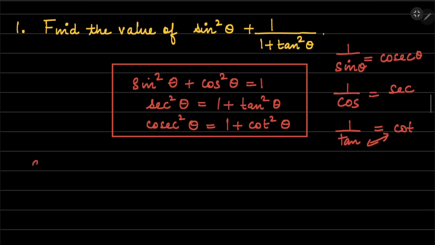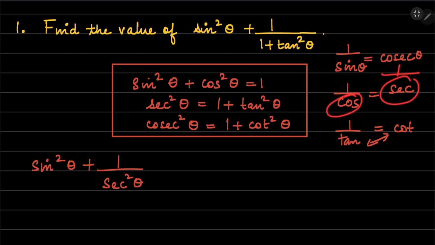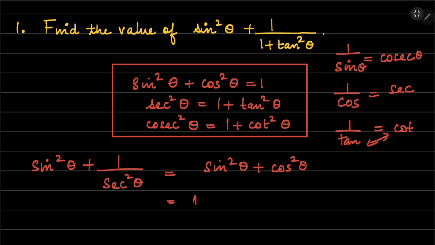So from our given question, sine square theta plus 1 by, what is 1 plus tan square theta? It is secant square theta. So I can write 1 by secant square theta. And what is 1 by secant square theta? 1 by secant square is nothing but cos square theta. Okay, so this is nothing but sine square theta plus cos square theta. And what is sine square theta plus cos square theta? It is nothing but 1. So the answer is 1.